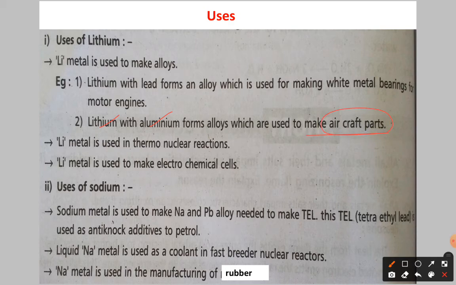Aircraft means what? Which flies in the air. So we need light parts, why? Because aluminium is very lightweight. You can see aluminium foils, aluminium utensils, which are lightweight. So lithium with aluminium forms alloys which are used for what? Aircraft parts.